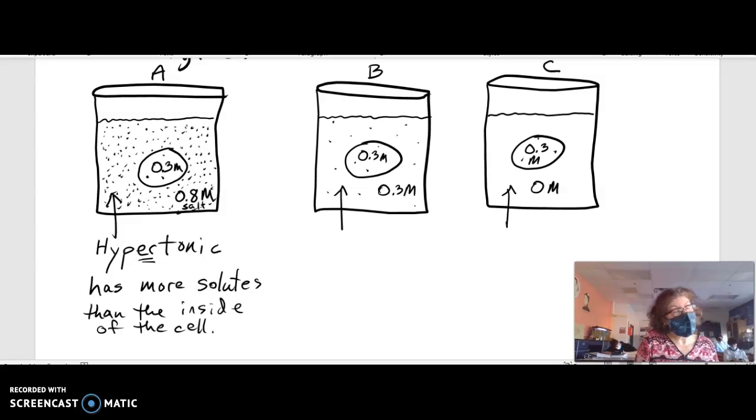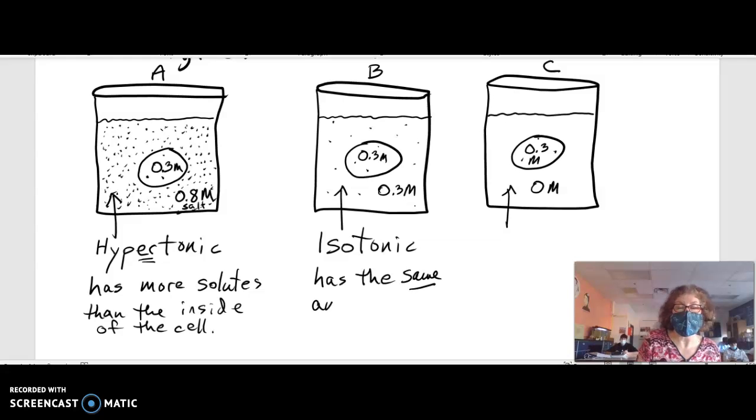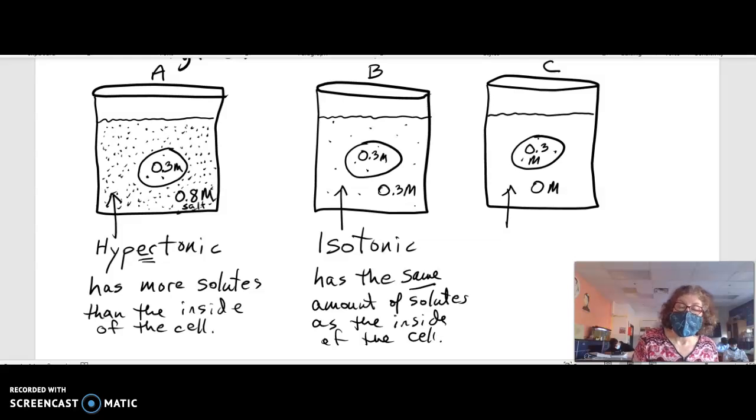The next one has exactly the same amount, and we call that isotonic. An isotonic solution is any solution that has the same amount of solutes as the inside of the cell. Okay. The last one, since there are less solutes outside than inside the cell, we call that hypotonic.